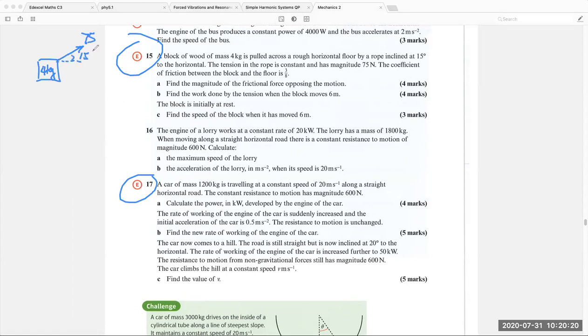75 and the 15 degree. Oh, no, sorry. No, it's correct. Okay, it's correct.